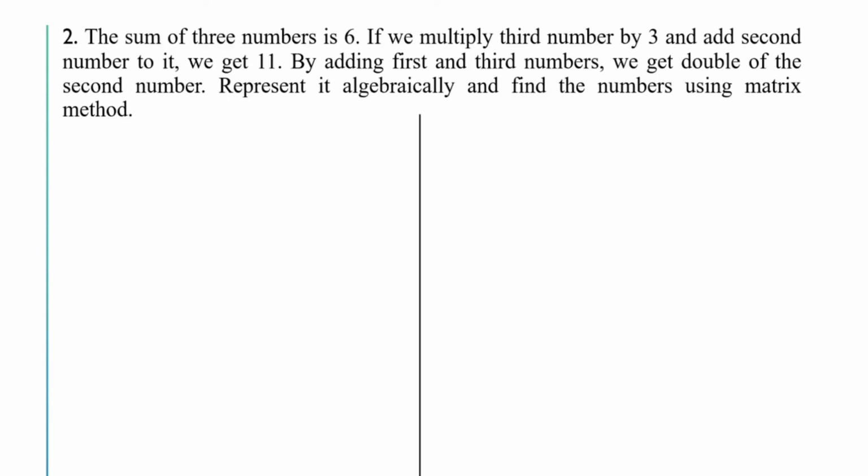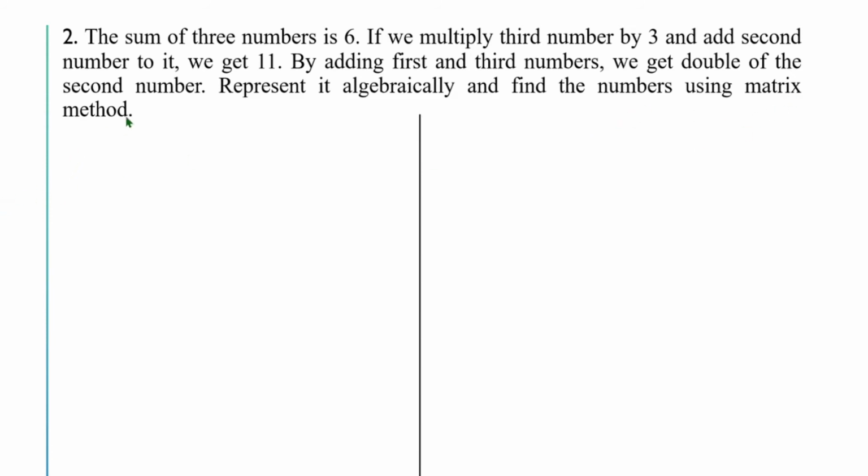Now we will see some word problems. These problems I have taken from class 12 NCERT textbook. The sum of three numbers is 6. If we multiply third number by 3 and add second number to it, we get 11. By adding first and third numbers, we get double of the second number. Represent it algebraically and find the numbers using matrix method.